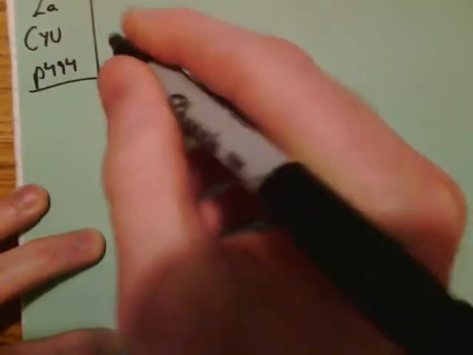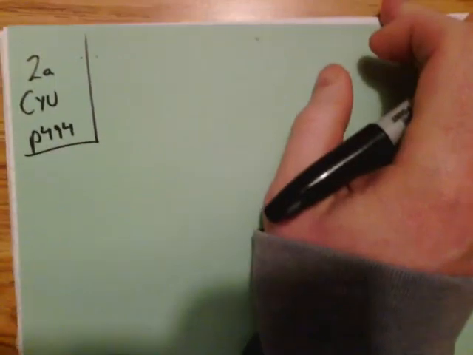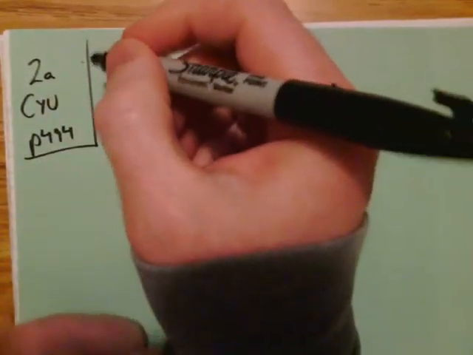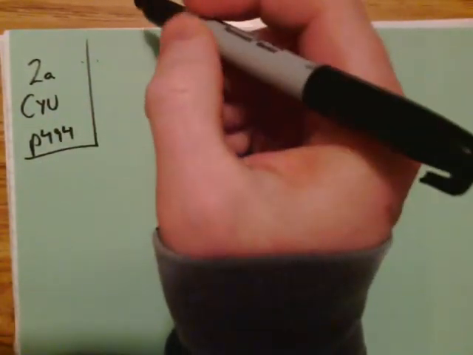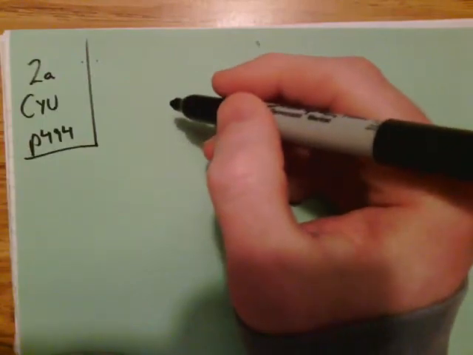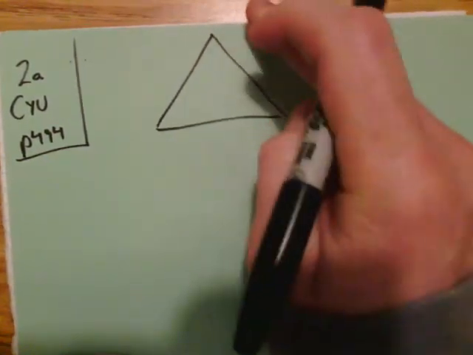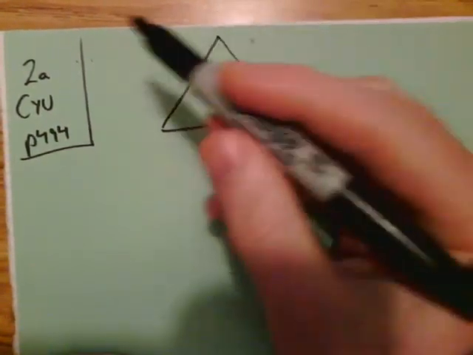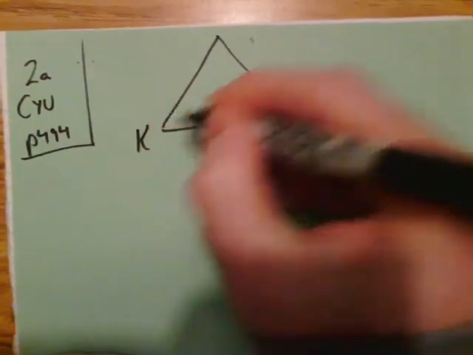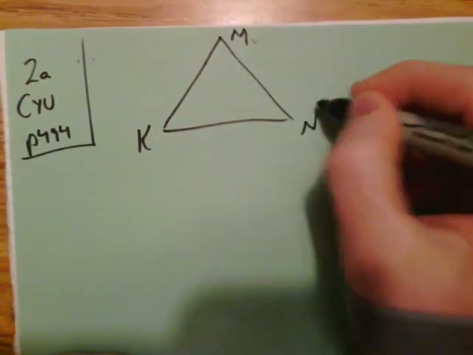CYU page 494. These ones are going to ask us to solve for the angles. So 2A gives us triangle KMN. It doesn't matter what your triangle looks like. My default is just an almost equilateral triangle, and then I label it and go from there. This is KMN.